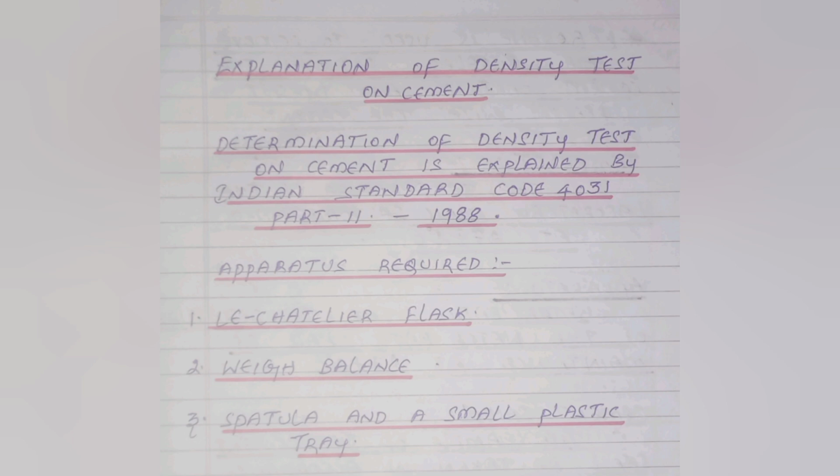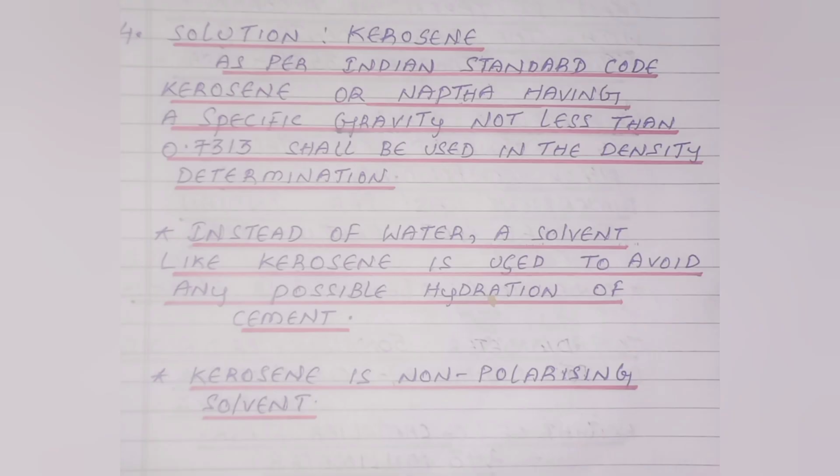Apparatus required: Le Chatelier flask, weighing balance, spatula and a small plastic tray. Solution: kerosene. As per Indian Standard Code, kerosene or naphtha having a specific gravity not less than 0.7313 shall be used in the density determination.